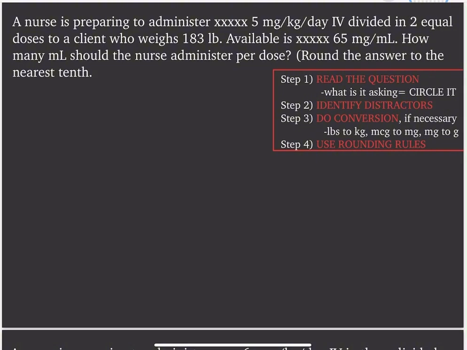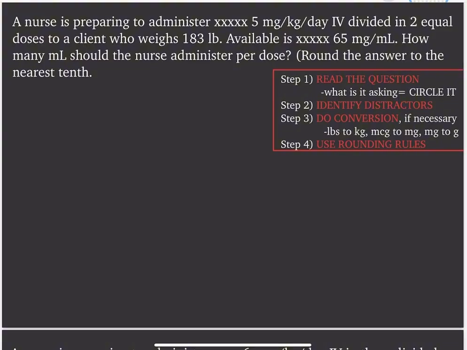A nurse is preparing to administer a drug 5 milligrams per kilogram per day, IV divided into 2 equal doses to a client who weighs 183 pounds. Available is 6 milligrams per 1 milliliter. How many mL should the nurse prepare to administer per dose?